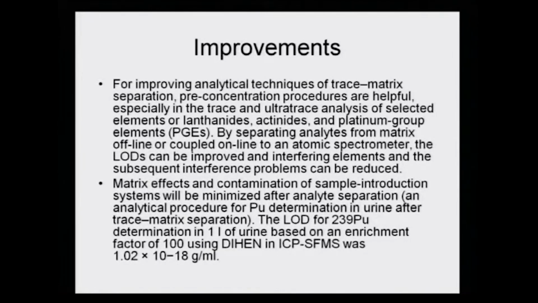After analyte separation, an analytical procedure for Pu determination in urine after trace matrix separation: the limit of detection for 239Pu determination in 1 liter of urine, based on an enrichment factor of 100 using DIHEN in ICP-SFMS, was 1.02 × 10^-18 gram per ml. So, you see what a small quantity of this radioactive substance 239Pu could be analyzed from 1 liter of urine by the enrichment factor and by taking into consideration the trace and the matrix separation, which could be done very efficiently, so that all other elements which are in larger quantity can be separated out, and precisely only the radioactive Pu can be analyzed.